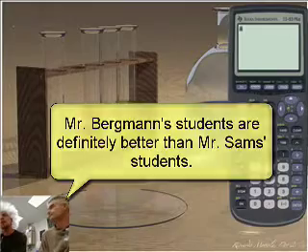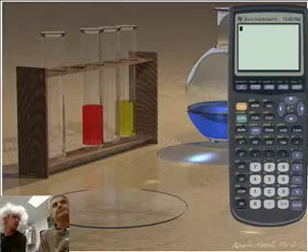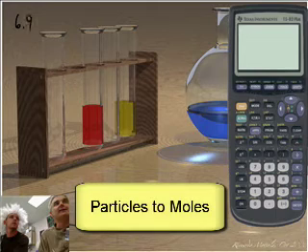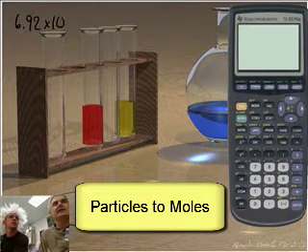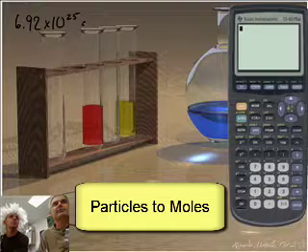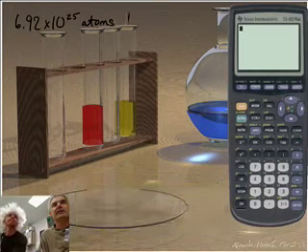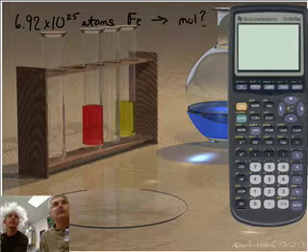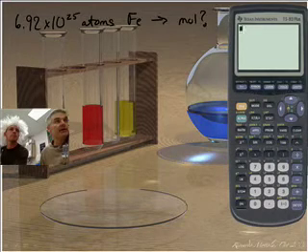Okay, so that's grams to moles and moles to grams. So now let's try particles to moles. Let's say you've got 6.92 times 10 to the 25th atoms of iron, and I want to convert that to moles.